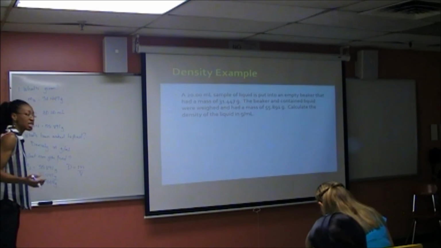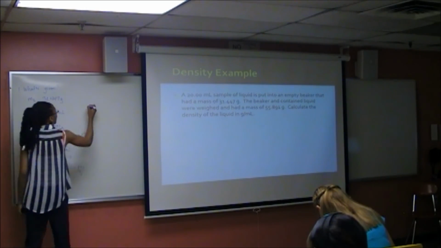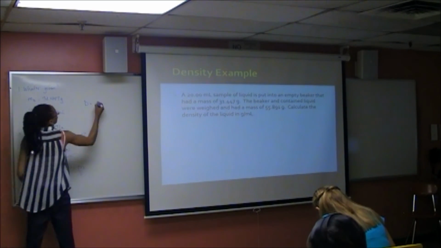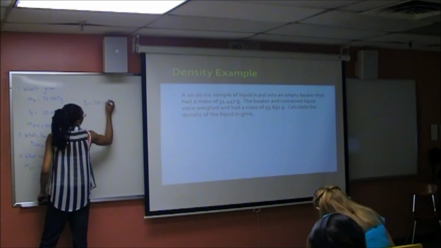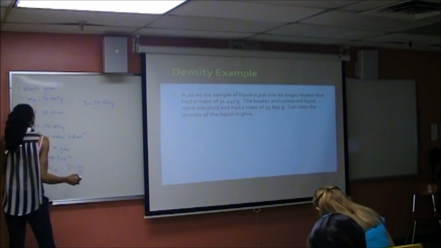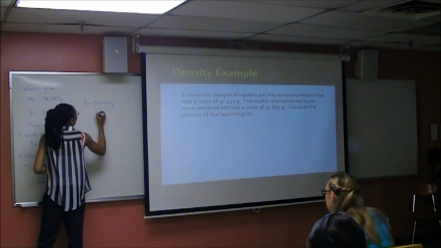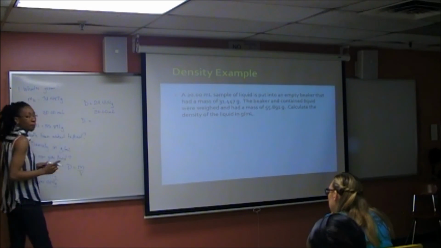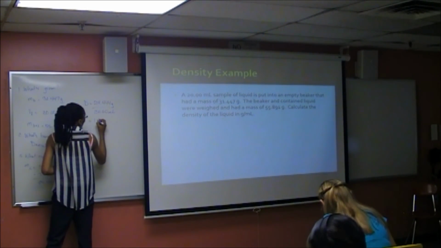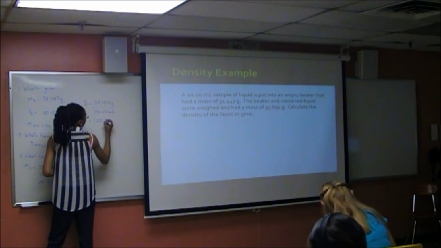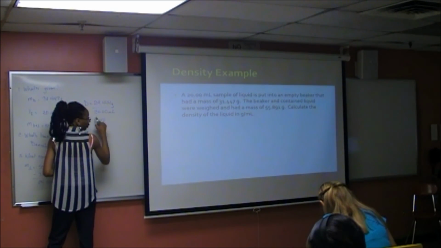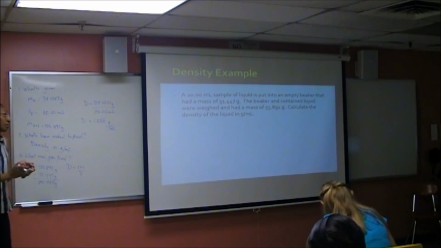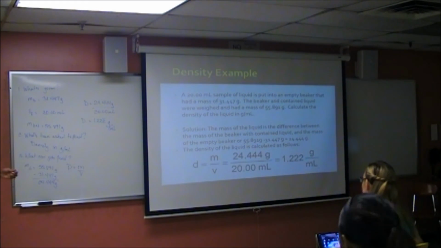So now what you're going to do is put everything together. Your density: your mass is equal to 24.444 grams, divided by the given volume, which is 20.00 milliliters. So therefore my density is equal to what? 1.2222. We're going to carry that over. Grams per milliliter. Very good. That's what I got too.